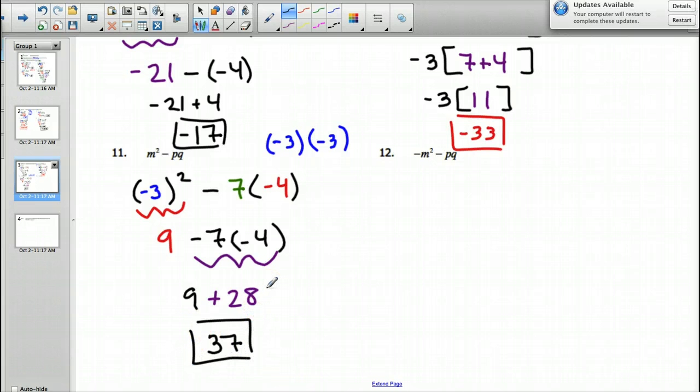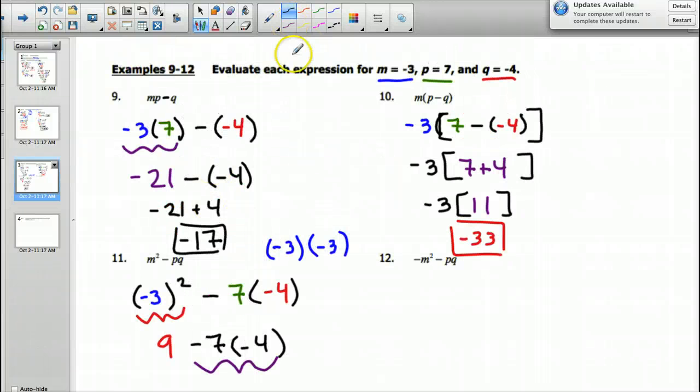Okay, number 12, we have a problem that's very similar to number 11. There's going to be one slight difference. We have negative m squared minus p times q. So for this one, I'm going to write it exactly like I did number 11, except I have a negative sign already in front of my m. So I'm going to start out with a negative sign here in front of my m. Then I'm going to put my set of parentheses in. And again, I'm plugging in a negative 3.